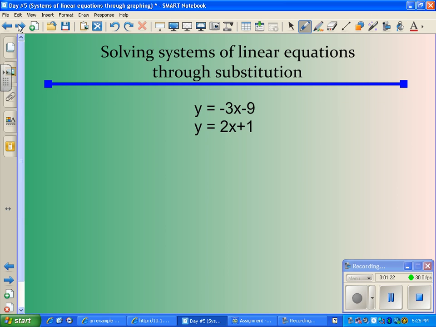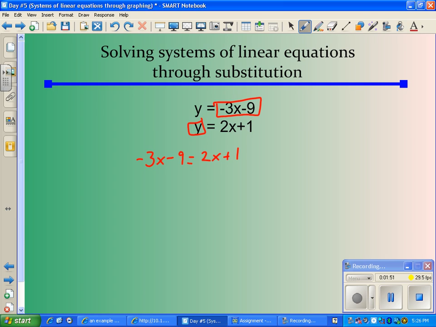Now we have systems of linear equations. If we know what y equals or what x equals, or whatever letter you have, so we know in this case y is equal to negative 3x minus 9, we can go in and replace the y value with that. So in place of y, we're going to put negative 3x minus 9 equals the rest of your equation.